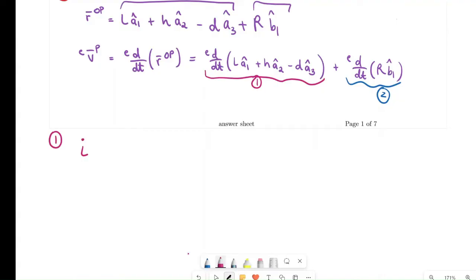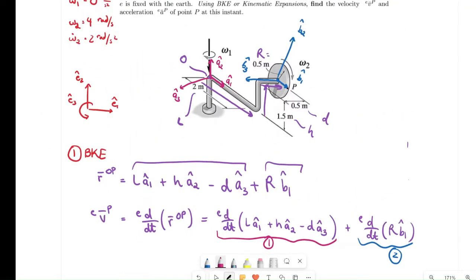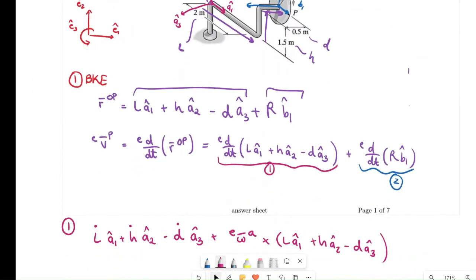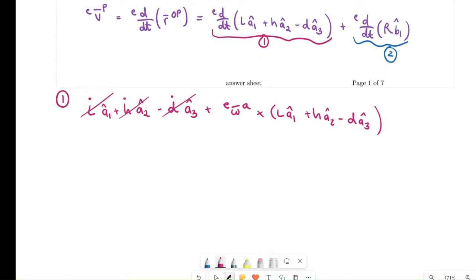So when I first do the derivative of the first term, I first take the derivative with respect to the A frame. That is going to be equal to L dot A1 hat plus H dot A2 hat minus D dot A3 hat plus the angular velocity of the A frame with respect to the E frame crossed with the original vector, which is this. Obviously, this rod is not expanding or contracting, that would be a bit crazy. So we can just ignore these terms, because the lengths are not changing. So those will become 0.